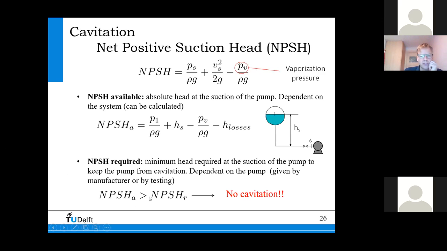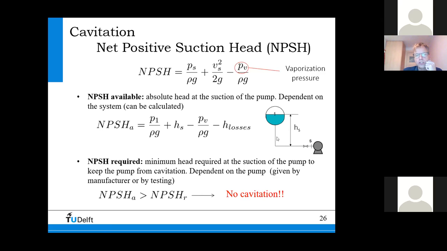If you have a pump curve from a supplier, you have there a net positive suction head required. So what's the minimum required input head? And you can imagine it's a function of Q. The higher the Q, the higher the velocity in the pump, so the more head is required to prevent boiling. The net positive suction head required is defined by the pump design, and the net positive suction head available is the difference between the height and the losses within the system.